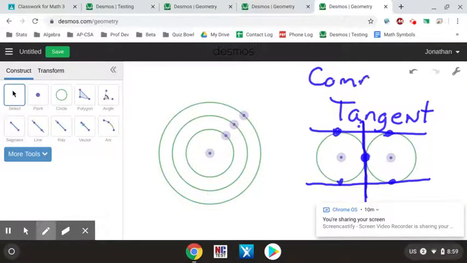So if it ever asks you, what is the common tangent, or how many common tangents? Common just means it's a tangent line that is tangent to more than one circle. So this one is actually exactly like number 7 that you're going to be doing on your homework. And your answer is there are 3 common tangents to that pair of tangent circles.